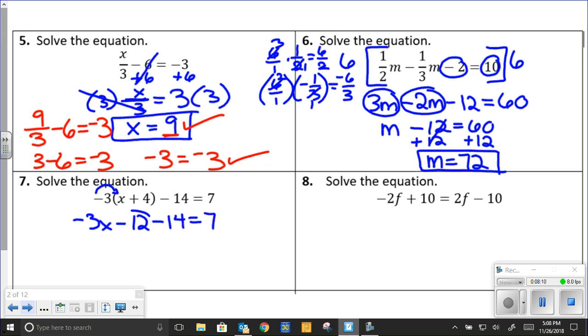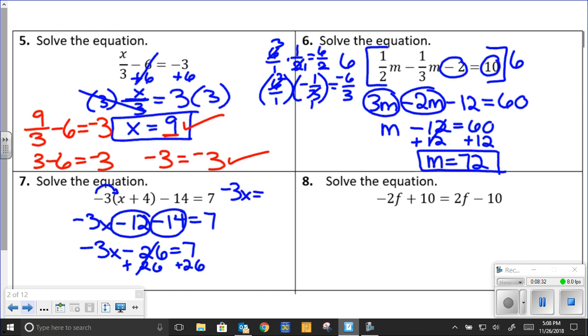All right, these I can combine, the negative 12 and the negative 14. A negative and a more negative is just more negative. So negative 3x, this is going to be minus 26 is equal to 7. I'm going to add 26 to both sides. Negative 3x is equal to 33. I'm going to divide both sides now by negative 3.